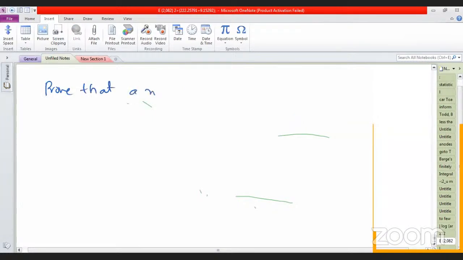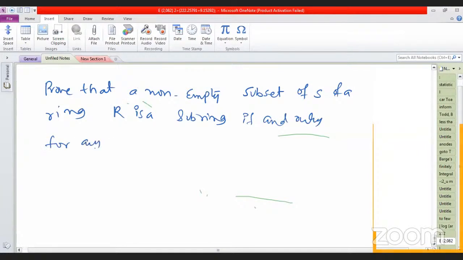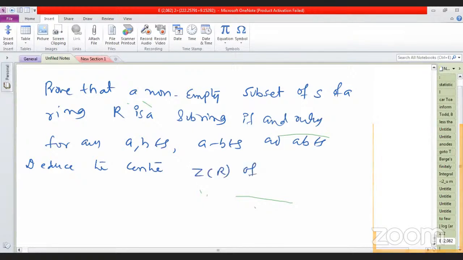Prove that a non-empty subset S of a ring R is a subring if and only if for any a, b belongs to S, a minus b belongs to S and ab belongs to S. Deduce that the center Z(R) of a ring R is a subring of R.